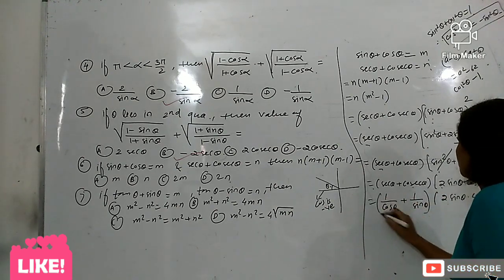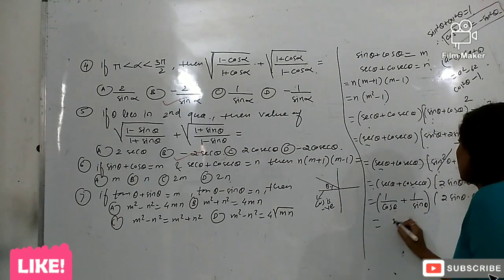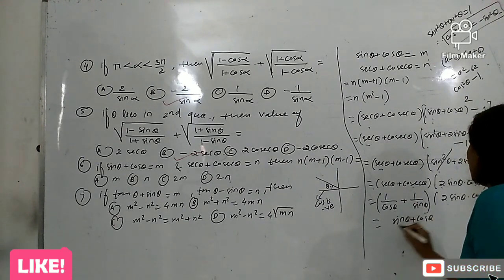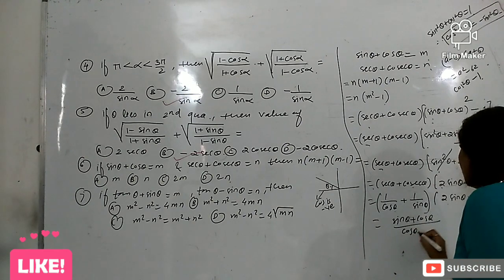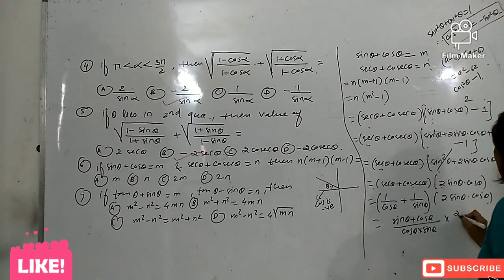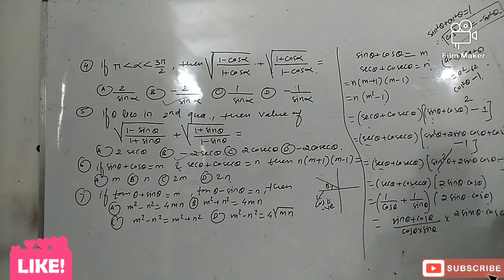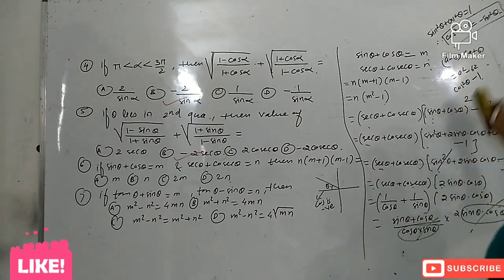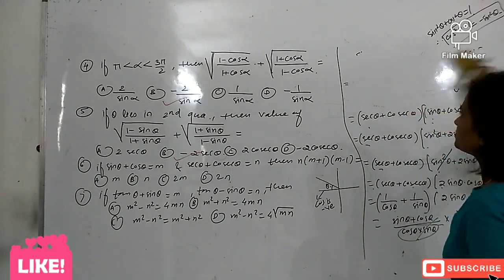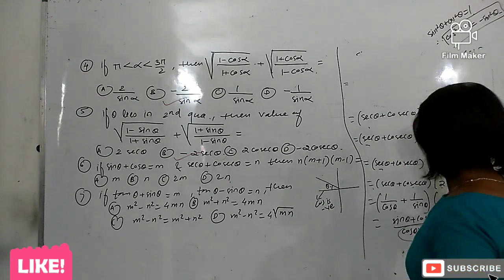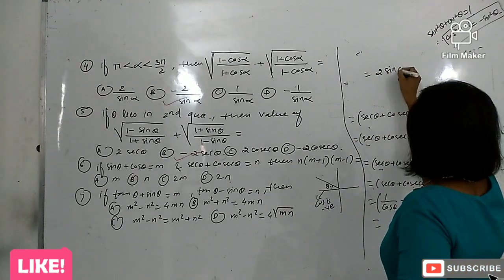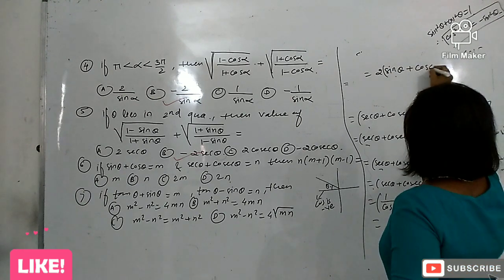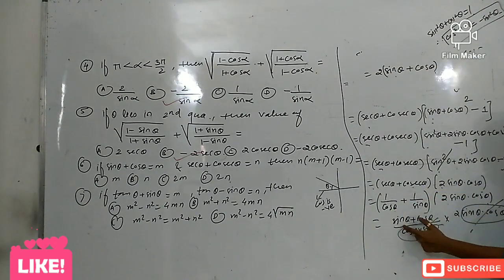Then do cross multiplication. So what is cross multiplication? That (sin theta plus cos theta) divided by (cos theta into sin theta), into 2 sin theta into cos theta. So notice this term, that sin theta into cos theta and sin theta into cos theta. So these are both the same term. So this will get cancelled, and finally you will get 2 bracket sin theta plus cos theta.